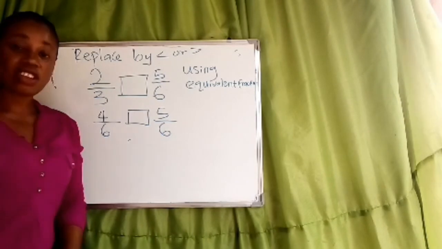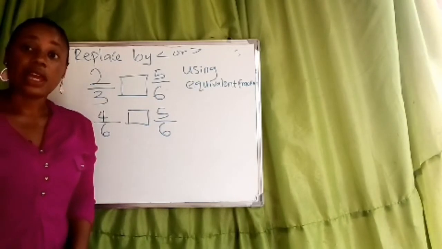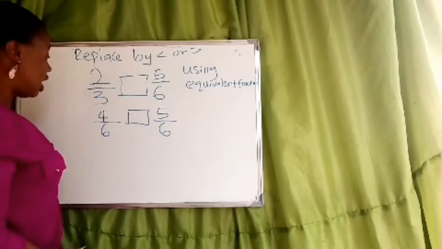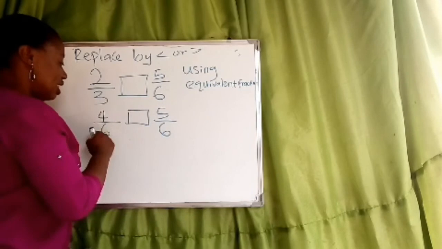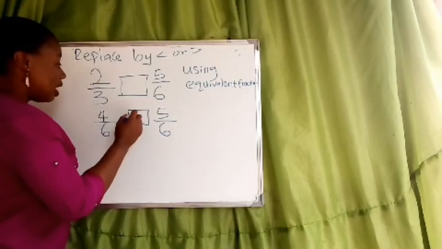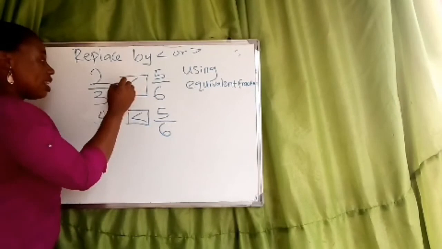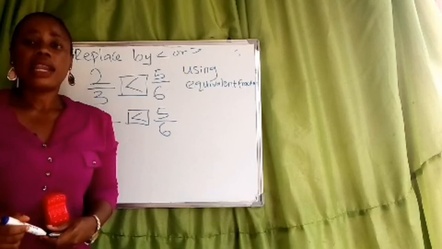Now the denominators are the same. Rule 2 says if the denominators are the same, the largest fraction is the one with the largest numerator. So the largest of them here is 5. So this fraction is larger than this fraction. So because this is larger, what will come here, that means we'll write 4/6 less than 5/6. In other words, 2/3 is less than 5/6. That is for the equivalent fraction method.